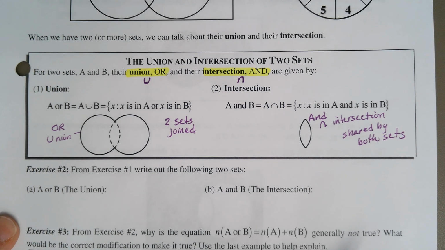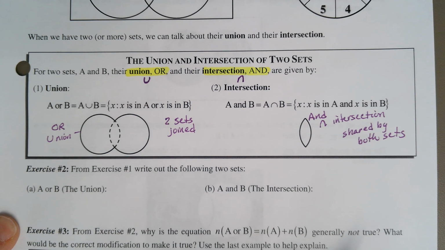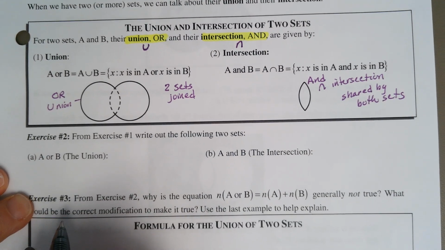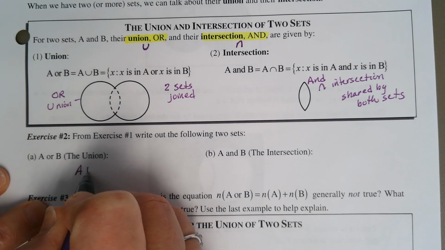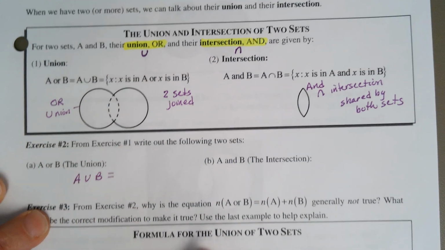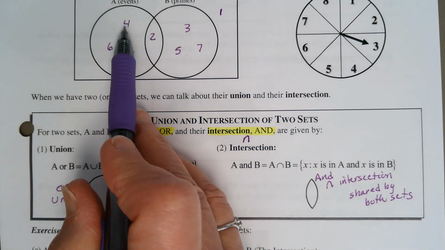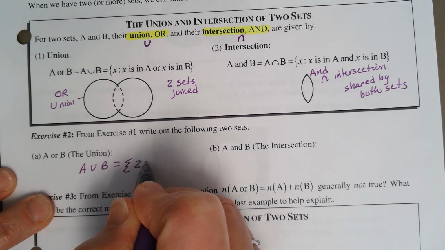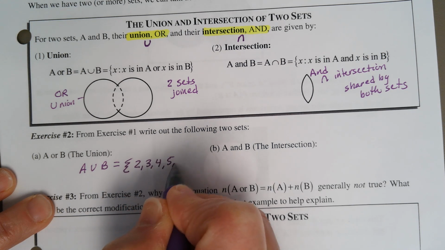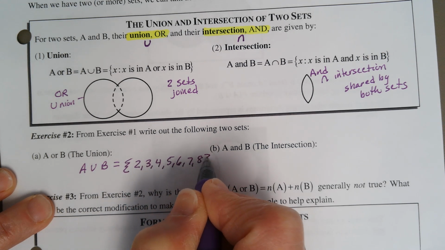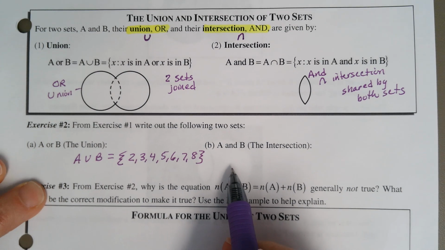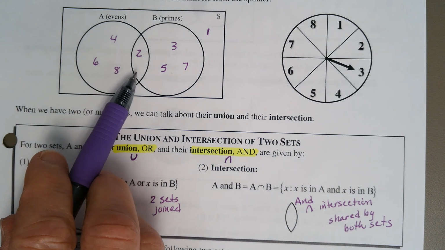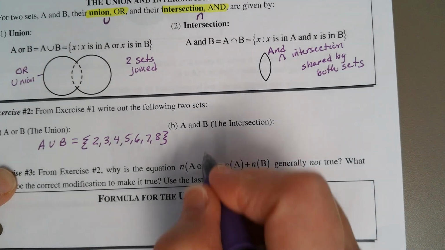From exercise number 1, write out the following 2 sets. A or B, otherwise known as A union B. A union B would equal 2, 3, 4, 5, 6, 7, and 8. A and B is what they have in common. Just this piece, which is 2.